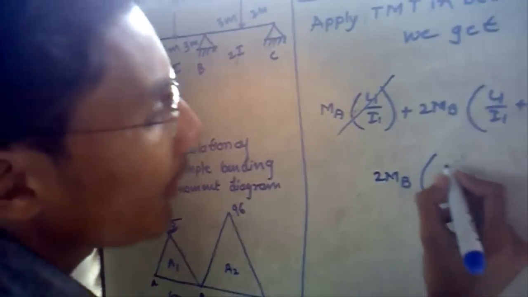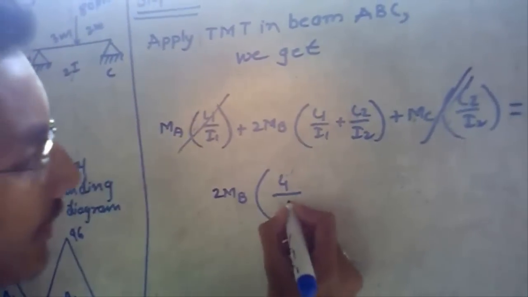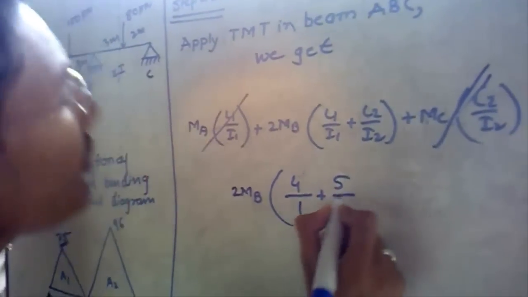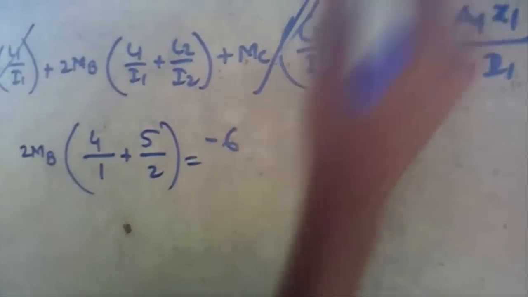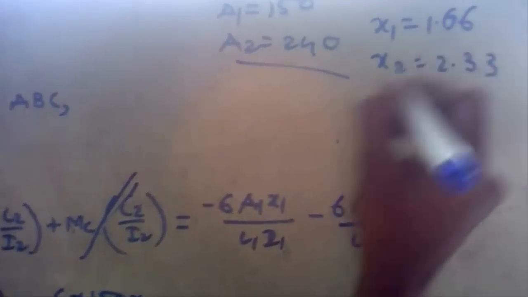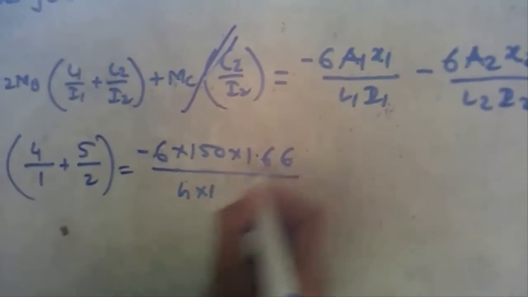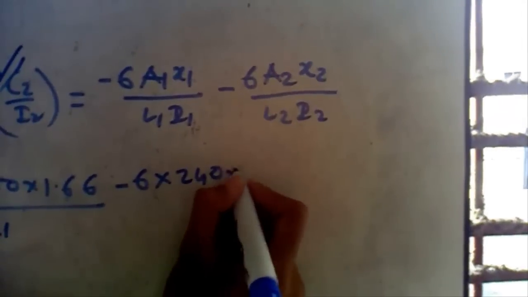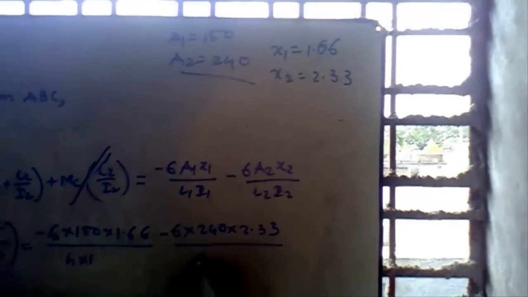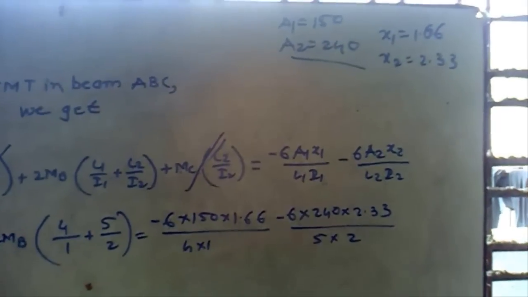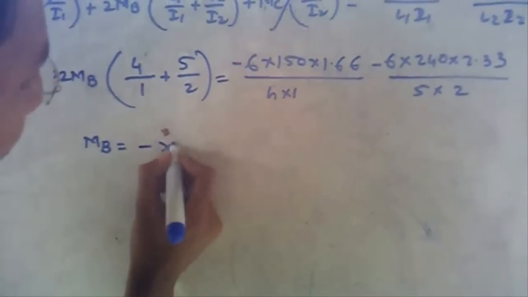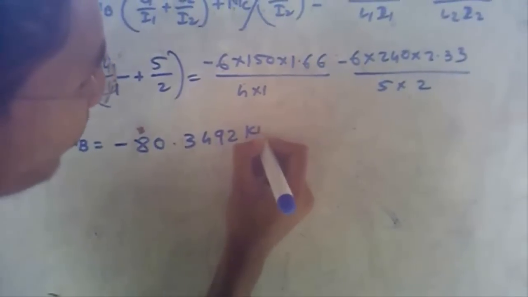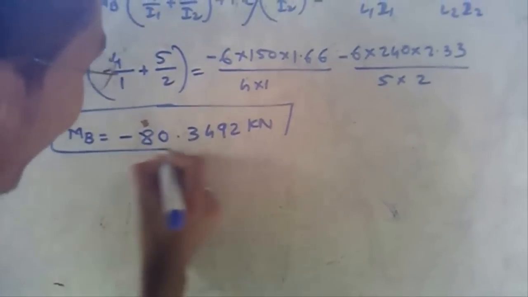Now the exact three moment equation is: twice MB, with L1 equal to 4 and the coefficient of I equal to 1, plus L2 equal to 5 with the coefficient of I equal to 2 for the second span, equals minus 6 times 150 times 1.66 divided by 4 times 1, minus 6 times 240 times 2.33 divided by 5 times 2. With all the calculation, we get MB equal to minus 80.3492 kilonewton meter, the moment at point B. But this is not the answer.